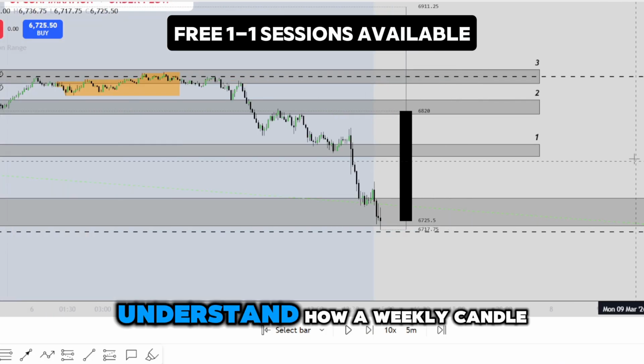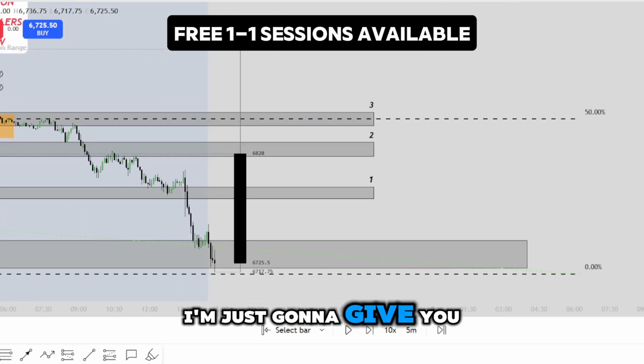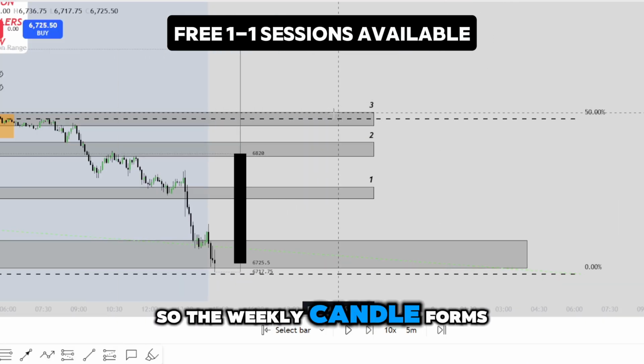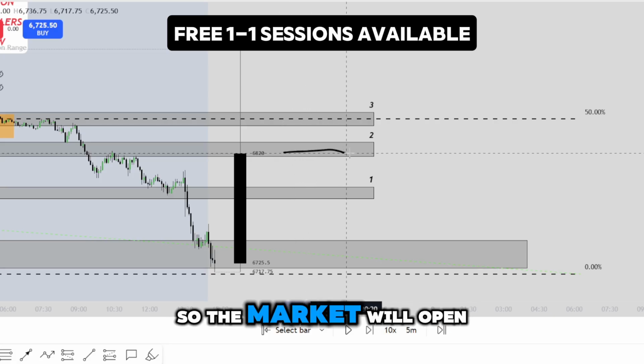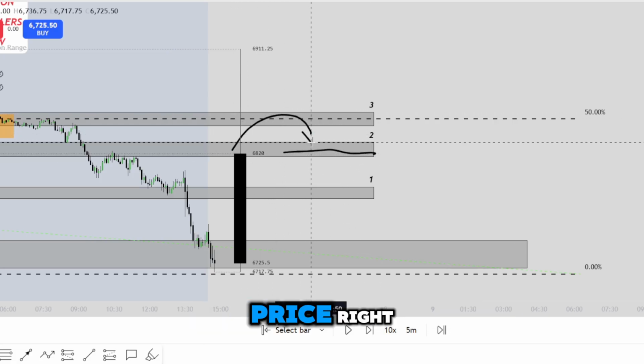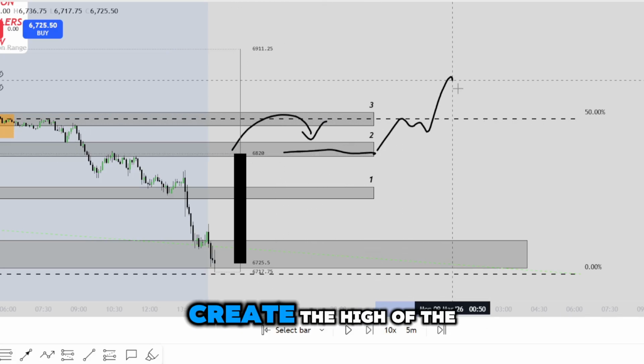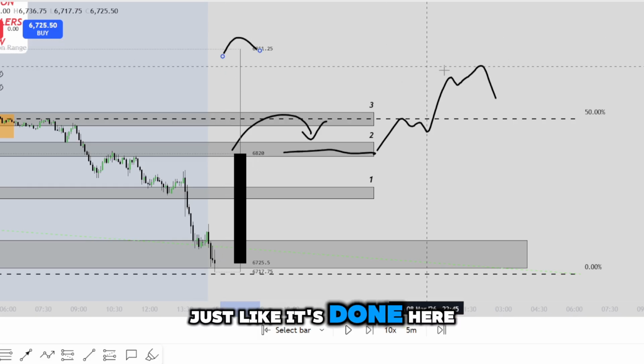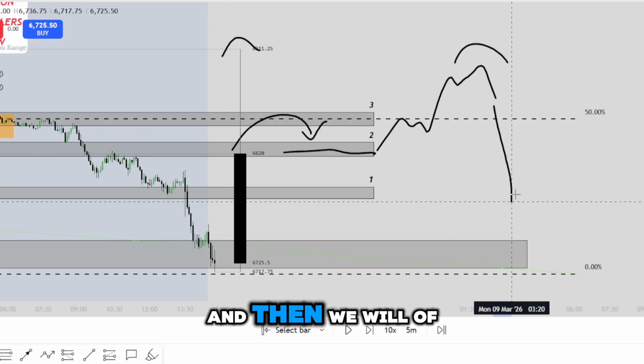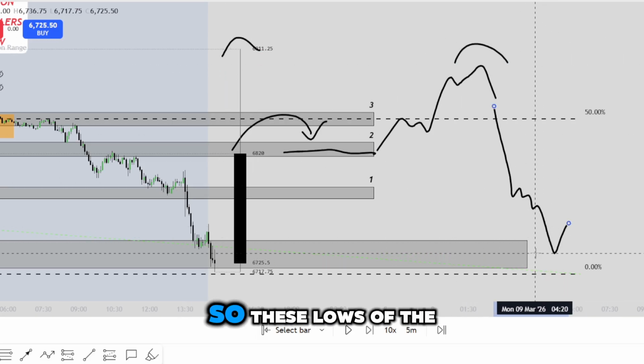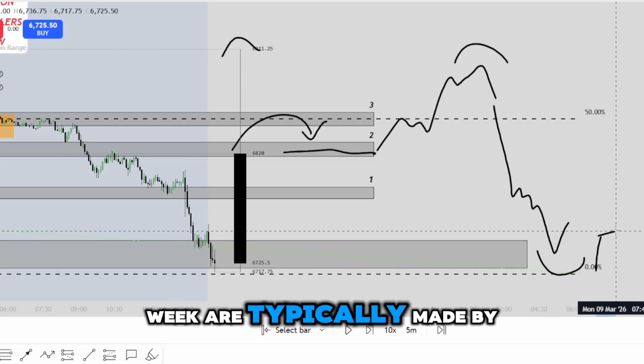Now, for those who don't understand how a weekly candle forms, I'm just going to give you a quick lesson on this. So the weekly candle forms something like this. The market will open. This is the weekly opening price. The market will head higher, create the high of the week, just like it's done here. And then we will, of course, crash.